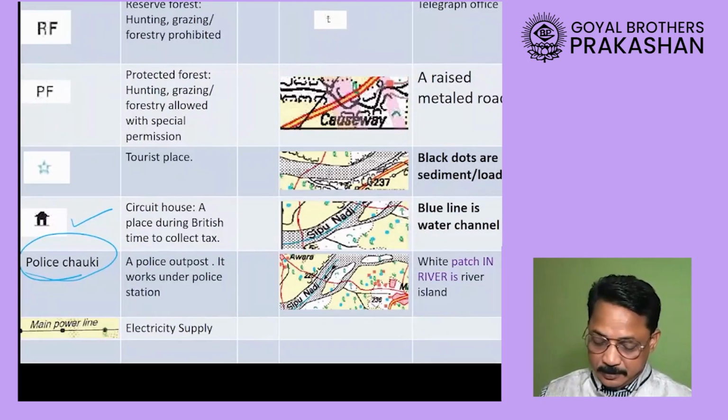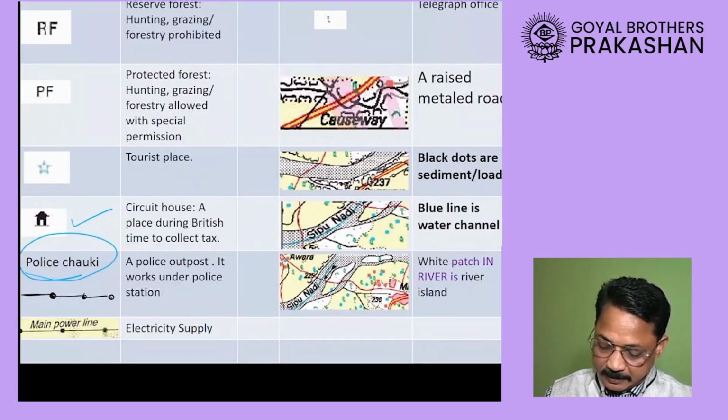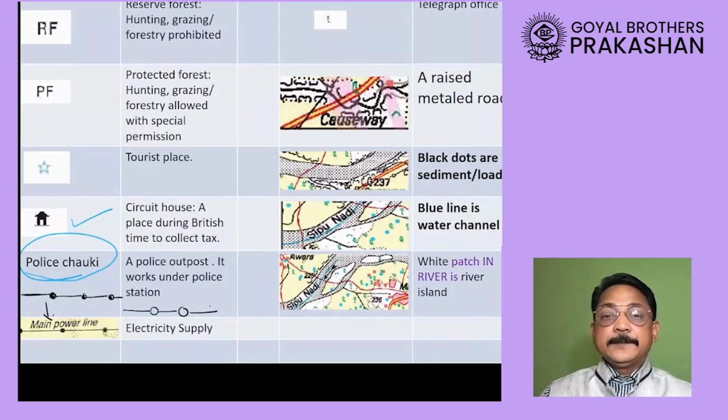Then power line, dear students. A power line can be shown with two symbols: a black line and a black circle, again a black line and a black circle. This is electricity supply, and here the words written are main power line. If it is shown as a black line with an outline circle, then it is a smaller electricity supplying line, also called an unsurveyed electrical power line.